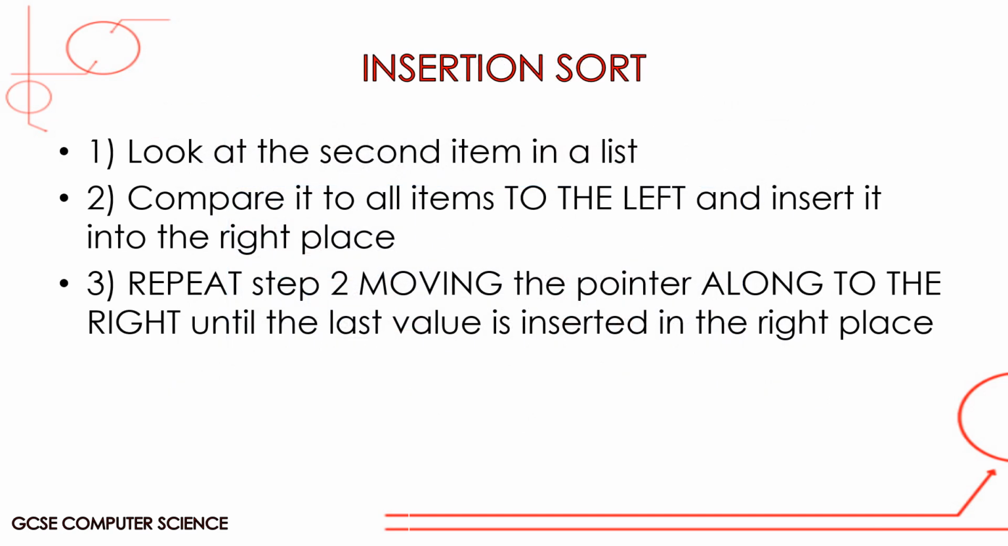Insertion sort is where we look at the second item in the list. We compare it to everything to the left and insert it into the right place. We repeat step 2, but we move the pointer along to the right until the last value is inserted in the right place.